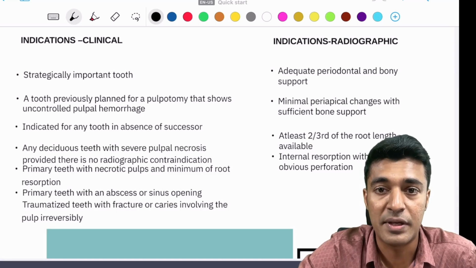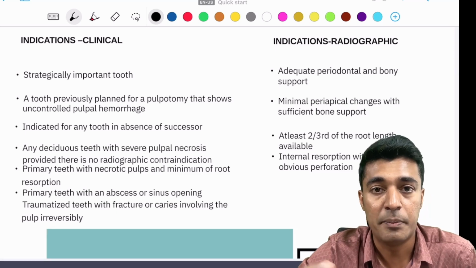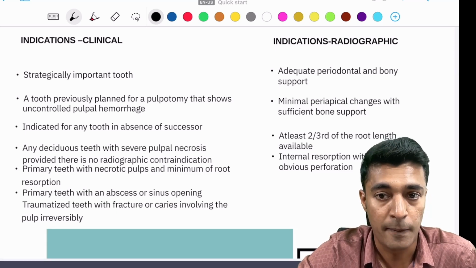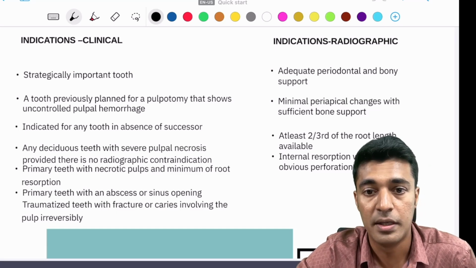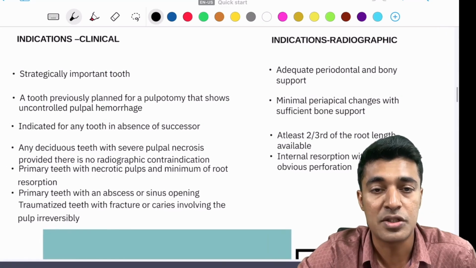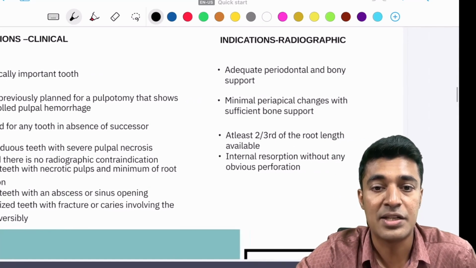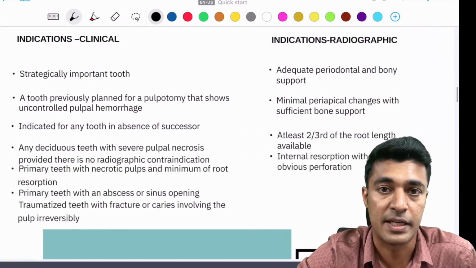Coming to the radiographic indications, adequate periodontal and bony support should be there. Minimal periapical changes associated with sufficient bone support. At least two-thirds of the root length should be available. Internal resorption without any obvious perforation.